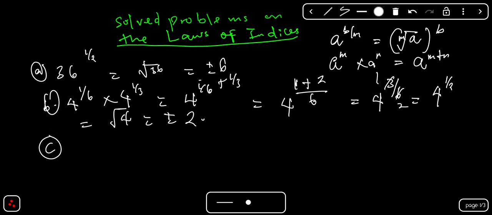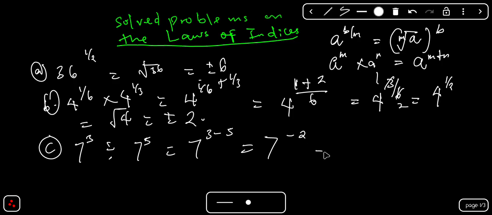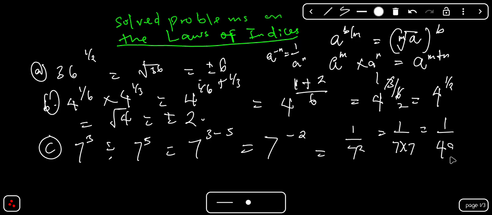The next question I have here: we have 7 raised to the power of 3 divided by 7 raised to the power of 5. This will be equal to 7 raised to the power of 3 minus 5, which is equal to 7 raised to the power of minus 2. And then we can also apply this law: if you have a raised to the power of minus n, this will be equal to 1 over a raised to the power of n. So 7 raised to the power of minus 2 will be 1 over 7 raised to the power of 2, which is equal to 1 over 7 multiplied by 7. So 7 multiplied by 7 will give us 49. So this will be 1 over 49.